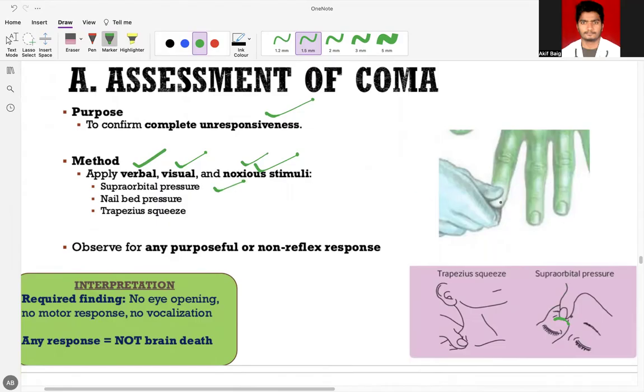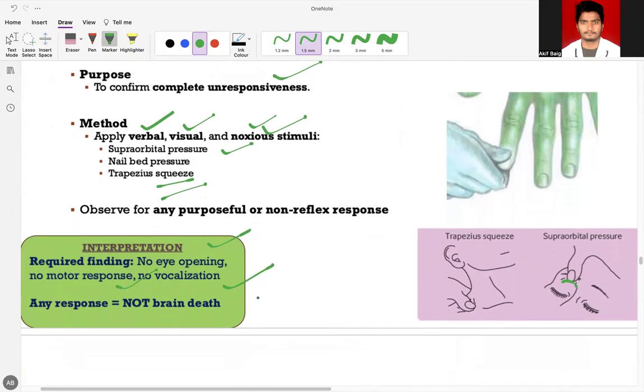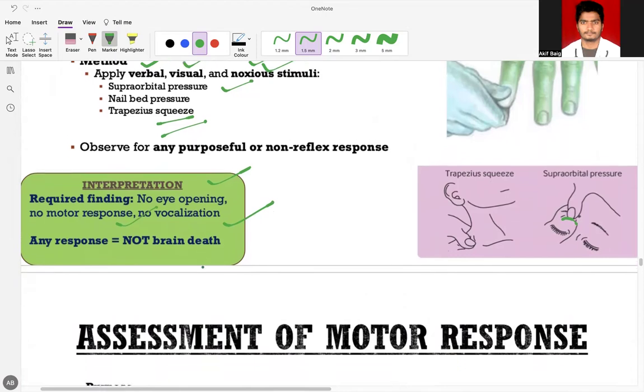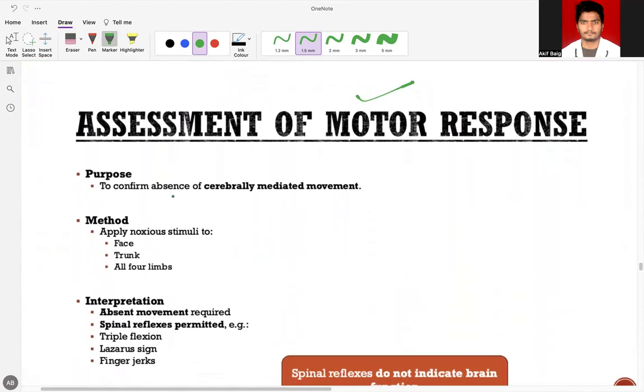Another is the nail bed, where we can apply pressure. And another is the trapezius squeeze. You can see the trapezius muscle near below the neck, and squeezing of the trapezius muscle has to be checked. If there is no response, you assess that the patient is in coma. So what is the required finding? There should be no eye opening, no motor response, and no vocalization. If any of these responses is there, the patient cannot be labeled as brain death. Next, coming to assessment of motor response to confirm absence of cerebral mediated movement.